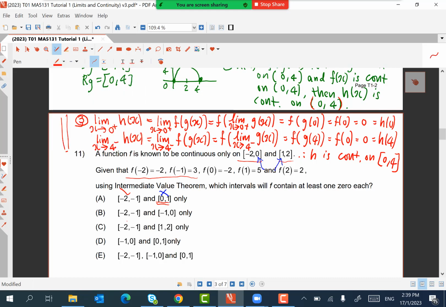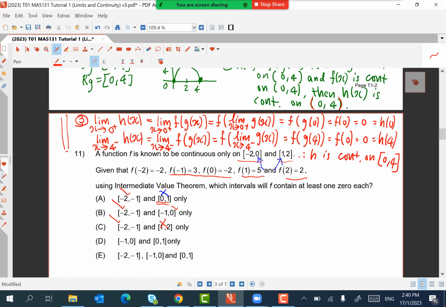Then the next one: between minus 2 and minus 1 again is true. Between minus 1 and 0, again there's a change of sign, so yes, this is true. Then let's try part C. Between minus 2 and minus 1, again this is true. Between 1 and 2, let's check again. There's no change of sign, so this can't be true.